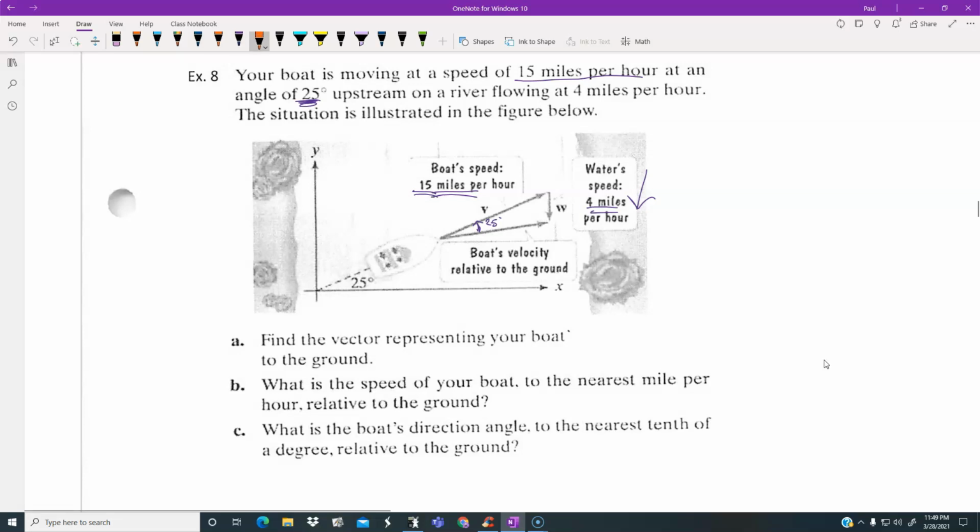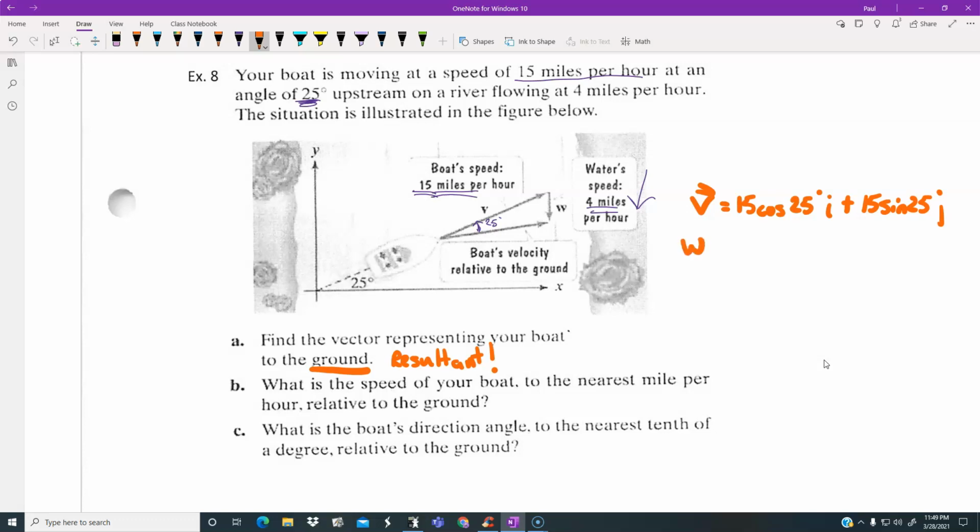And then it says, what is the vector represented at the boat compared to the ground? When you compare stuff to the ground, they want the resultant. That's what they're actually asking for: what's the resultant of these two vectors. Well, the two vectors are basically v. Vector v is the boat, and that would be 15 miles per hour cosine of 25 degrees i plus 15 sine of 25 degrees j.